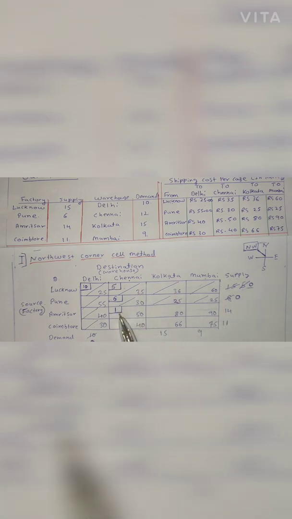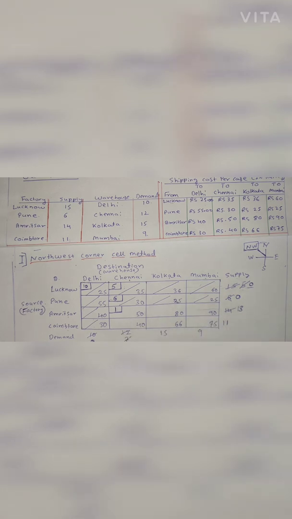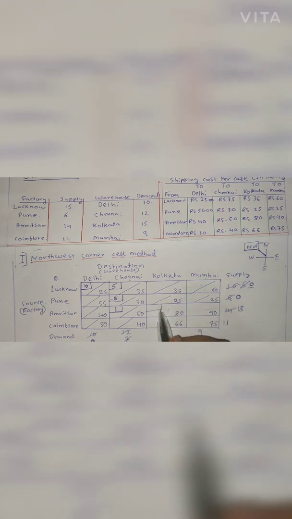Then we'll subtract this 1 from supply and demand. So 14 minus 1 is 13, and 1 minus 1 is 0. So now this column has become 0. We'll eliminate this column now. Now there are 4 cells remaining. So this is the northwest. So we'll draw a box over here in the northwest corner.